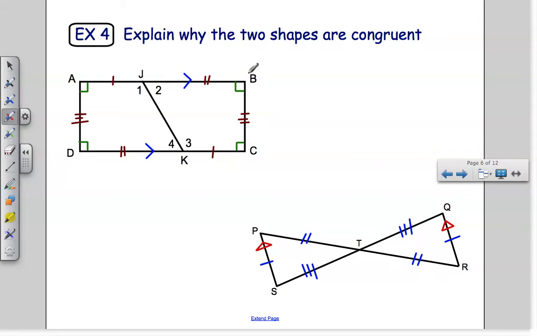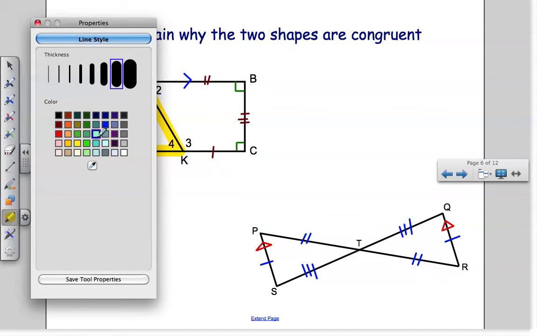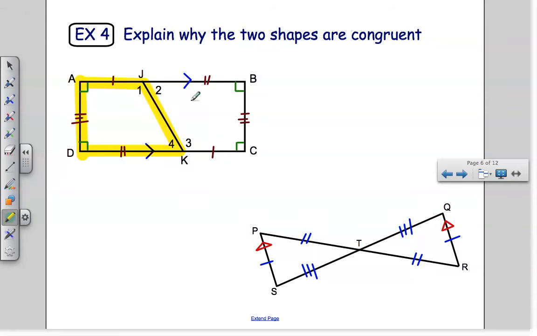When we're talking about two shapes, this would be one of the shapes here. And then the other shape, let's do a different highlight color. The other shape would be right here. So we're trying to see, are those really congruent? We need all sides congruent, all angles congruent.